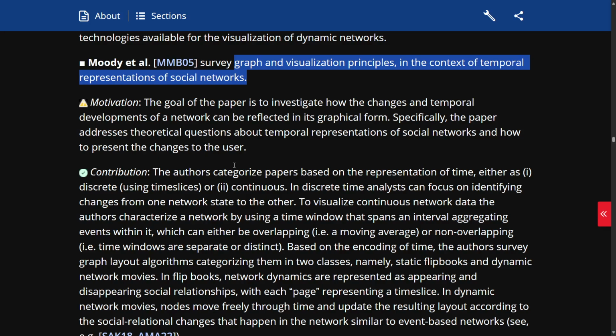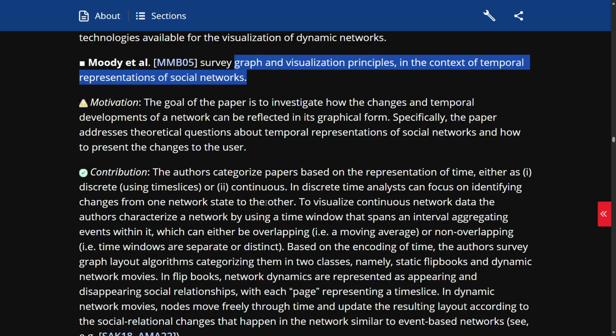or 2, continuous. In discrete time, analysts can focus on identifying changes from one network state to the other. To visualize continuous network data, the authors characterize a network by using a time window that spans an interval aggregating events within it, which can either be overlapping, i.e. a moving average, or non-overlapping, i.e. time windows are separate or distinct.